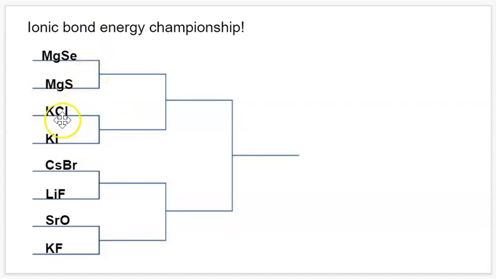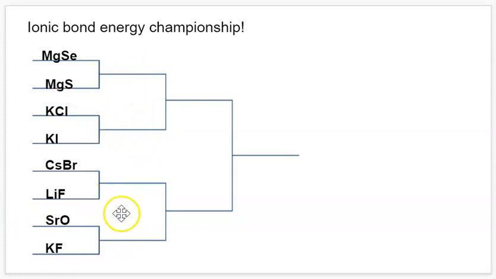For potassium chloride versus potassium iodide, it's a similar situation. Potassium is +1, both chloride and iodide are -1, so they both have the same charge, so we're going to have to refer to size in this case. Chloride is smaller than iodide, so potassium chloride is going to win this one. So we're going to get magnesium sulfide and potassium chloride here.